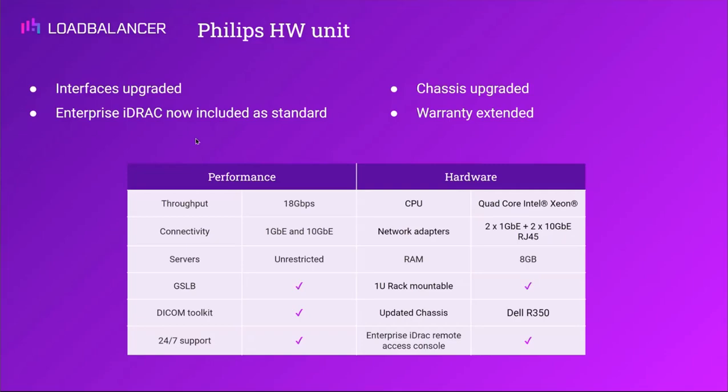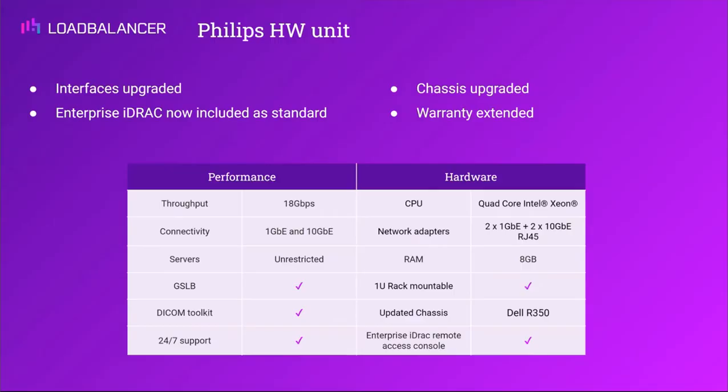Quickly to touch on the hardware unit then and what we've done to update it. So this is our new hardware offering. The interfaces have been upgraded to include two 10 gig network cards as standard on top of the two 1 gig network cards that traditionally came with the box. This means that the throughput is now up to 18 gigs, which is about 4 times the performance of the current offering, or the previous offering, should I say.